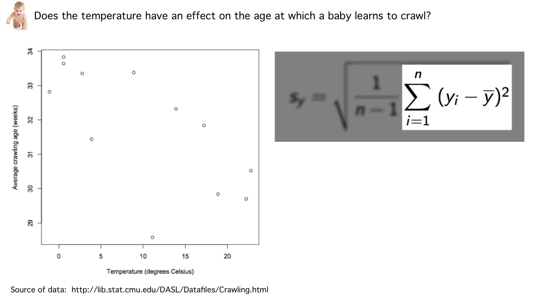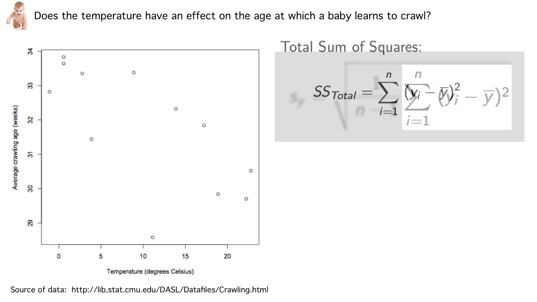Sums of squares, like this value, play an important role in statistics. In regression, this sum of squares, that is, again, the sum of the squared differences between the values of y, which in regression is our response variable, and their mean, is called the total sum of squares.